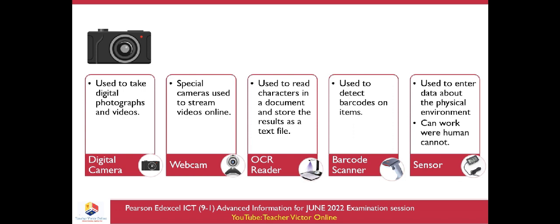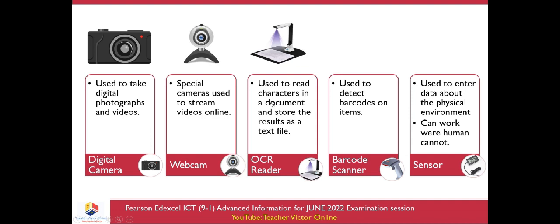So we say that the first one is a camera. The picture you can see here, this is a camera. This camera is used to take digital photographs and videos. Then next we have the webcam. A webcam is just a special camera used to stream live videos or to stream videos online.